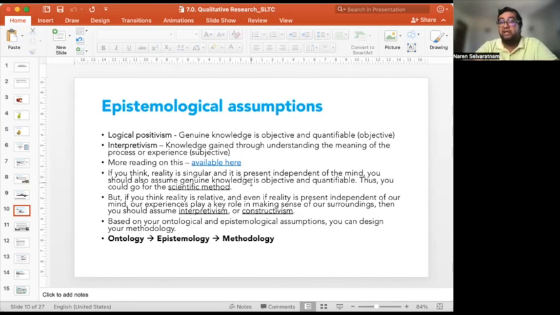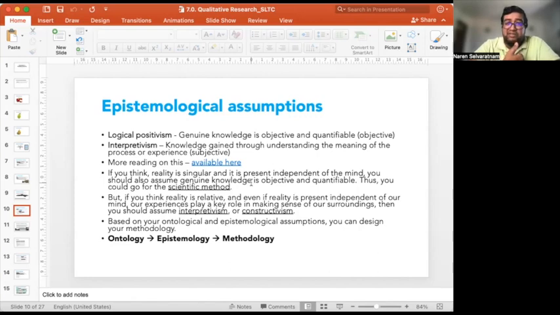If you think reality is singular and it is present independent of your mind, you should assume genuine knowledge is objective and quantifiable. Thus, you could go for the scientific method. If you are a scientist, you know, regardless of what I think, what is true exists. If I live or die, the ball continues to drop at the same speed. Do you think the ball will drop at a different speed if I die? No, right? If I live? No, right? So my presence doesn't matter for the ball to come down. It always comes down at the same speed.